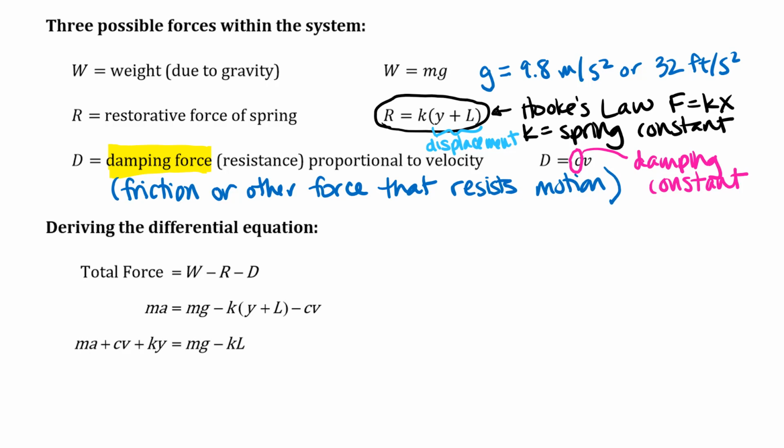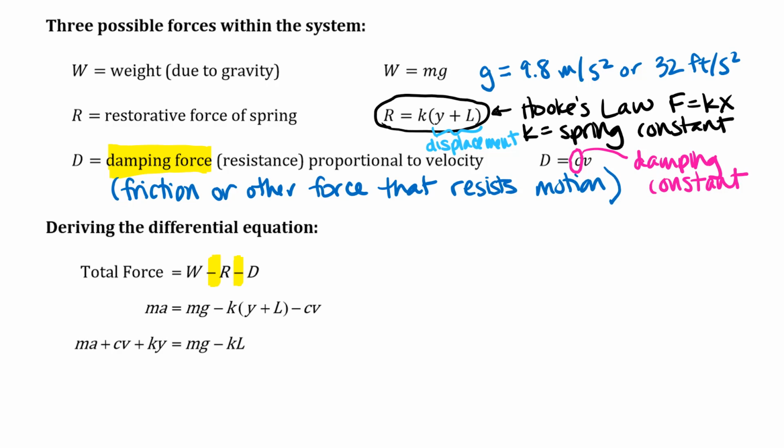All right, so the total force on the object: we've got the weight due to gravity, acting in the downward direction, so that's positive in our model because we've used the positive direction as down. The restorative force of the spring has a minus in front of it, because that's wanting to pull the object back up. And then the damping force is resisting motion. Remember that velocity could be positive or negative if it's moving down or moving up, but the damping force is going to act in opposition to the motion, so that's why I have a minus sign in front of that.